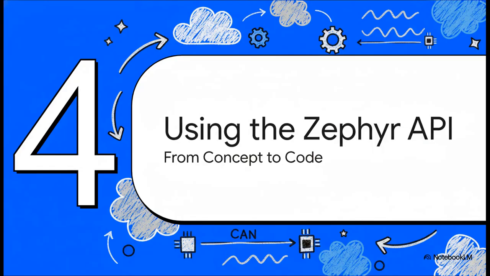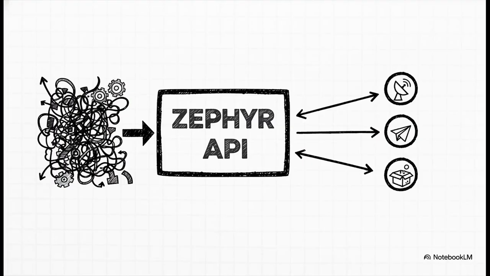Okay, so the theory is great, but how do we actually use this in our code? Let's look at how the Zephyr RTOS makes this full process incredibly simple with its built-in API. The beauty of the Zephyr API is that it boils that entire complex protocol dance down to just 3 main functions. You basically set up your listener, you send your data, and you receive the final package. Zephyr handles all the messy details in the background.